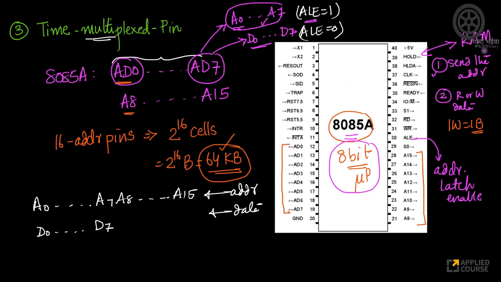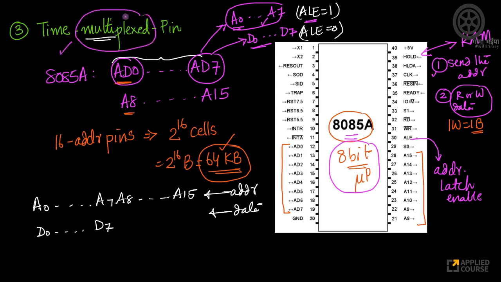Now, after I've sent the address, if I want to write or read data, then I'll make my ALE 0. Then whatever is here is now being interpreted as data. This is what is called a time multiplexed pin.